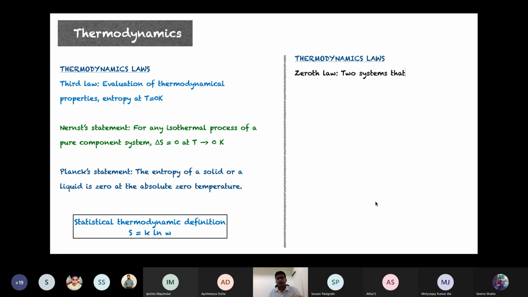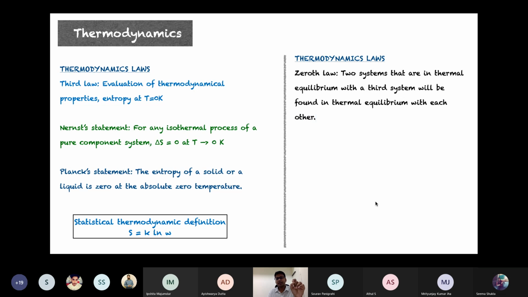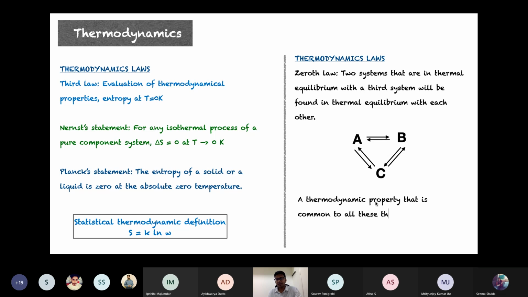And then there is another law, which is called the zeroth law, which says that if two systems are each in thermal equilibrium with a third system, then both of them will be in thermal equilibrium with each other. That means if A is in thermal equilibrium with B, and B is in thermal equilibrium with C, then A and C should also be in thermal equilibrium with each other. And this gives us an important property which we call temperature, which is common to all these three systems.